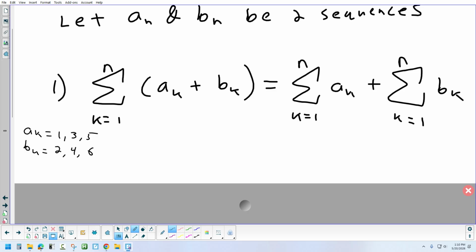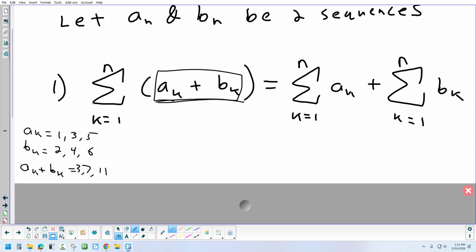I want to find that first. What is the sequence when you add a and b together? To add 2 sequences together, just add the corresponding terms together. The first terms, second terms, and third terms. So what would be this sequence, a sub k plus b sub k? Yeah? 3, 7, 11. That's this part right here.